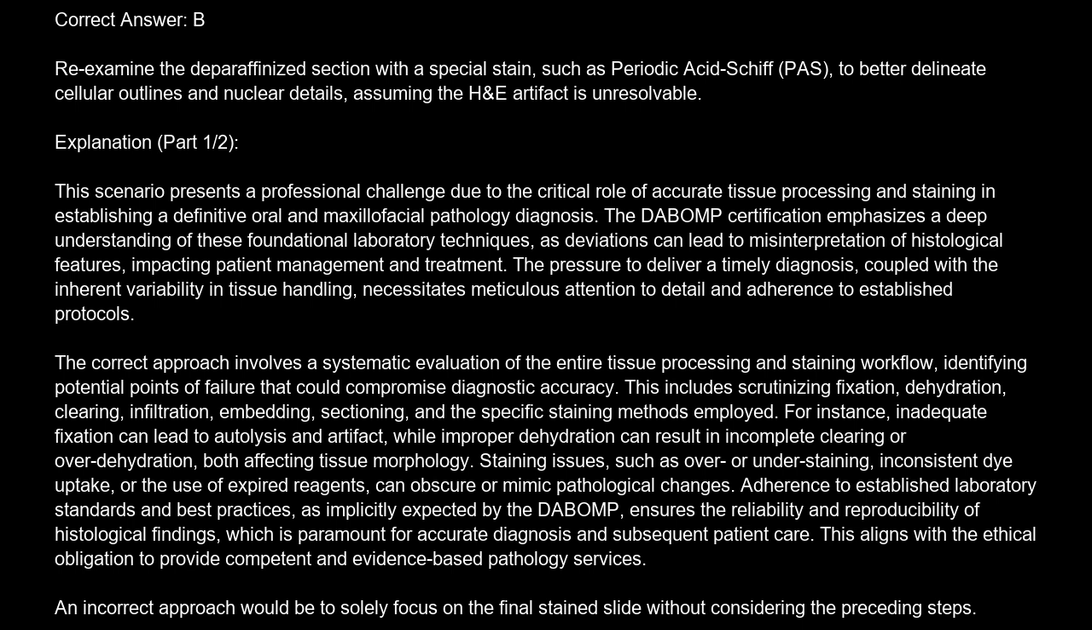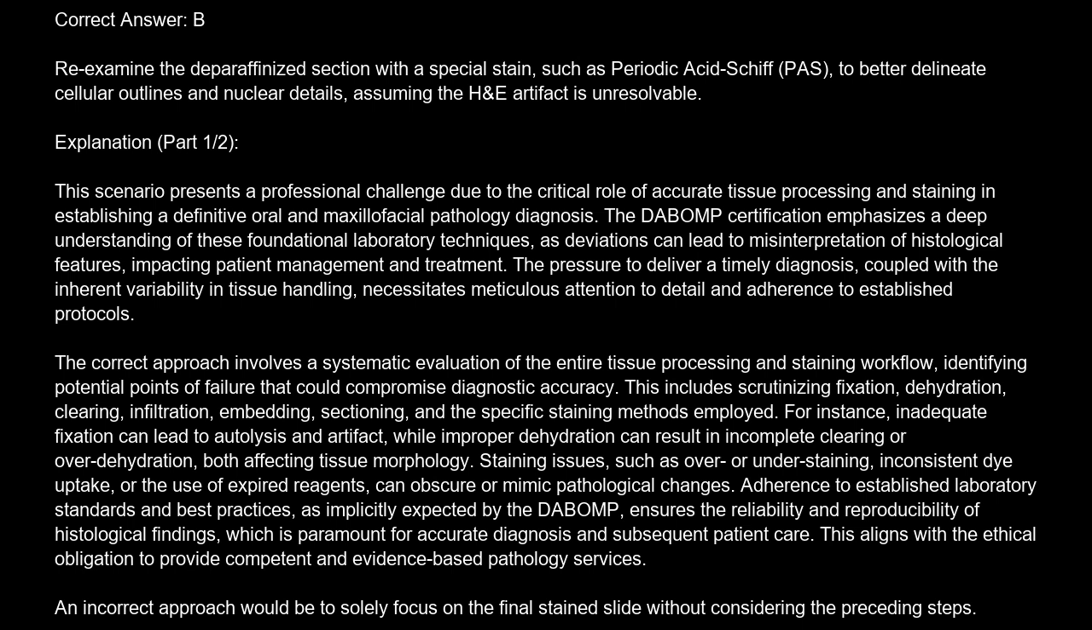The pressure to deliver a timely diagnosis, coupled with the inherent variability in tissue handling, necessitates meticulous attention to detail and adherence to established protocols. The correct approach involves a systematic evaluation of the entire tissue processing and staining workflow, identifying potential points of failure that could compromise diagnostic accuracy. This includes scrutinizing fixation, dehydration, clearing, infiltration, embedding, sectioning, and the specific staining methods employed.